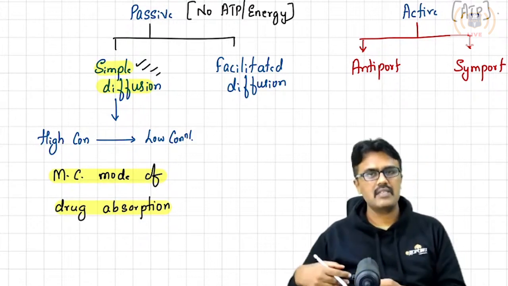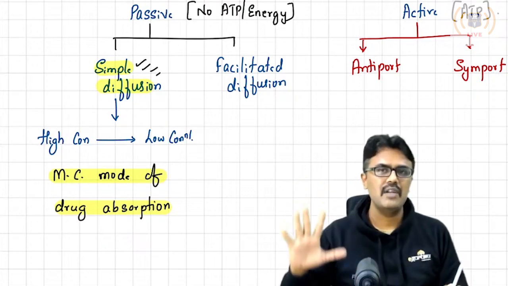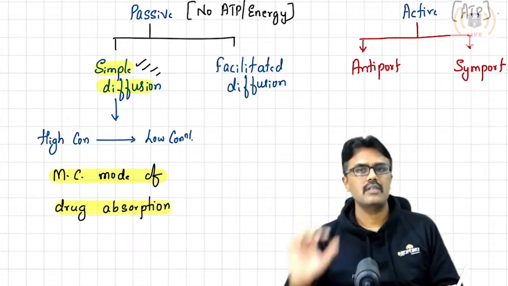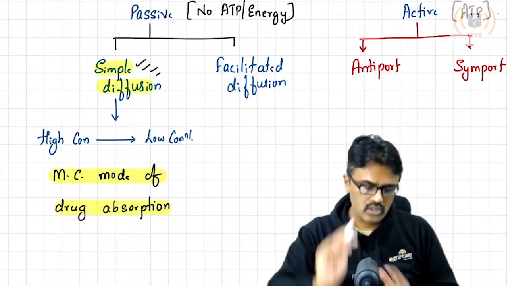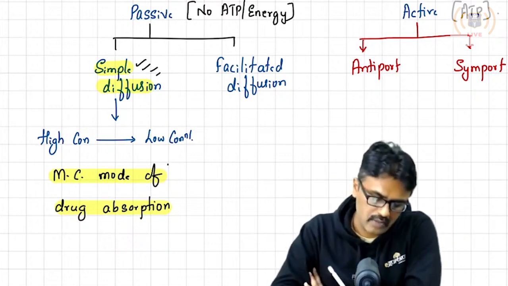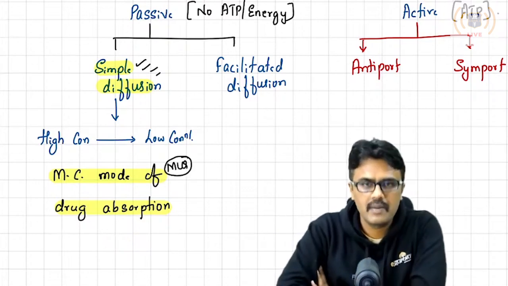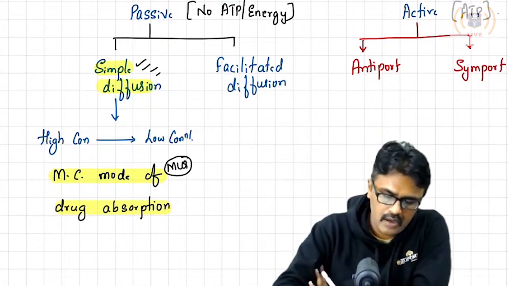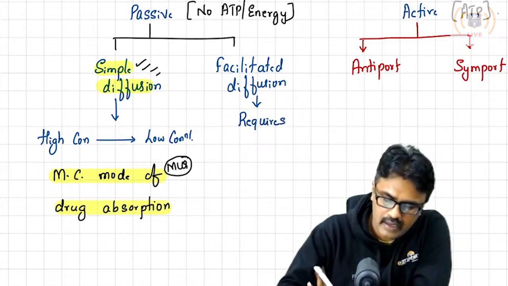So when you give IM injection, it will go to the muscle. From the muscle, it will simply diffuse from higher concentration to lower concentration, that is to the blood vessel, and then get absorbed. So that is the most common mode of drug absorption. This is also an MCQ asked. Now this facilitated diffusion, it requires carrier.